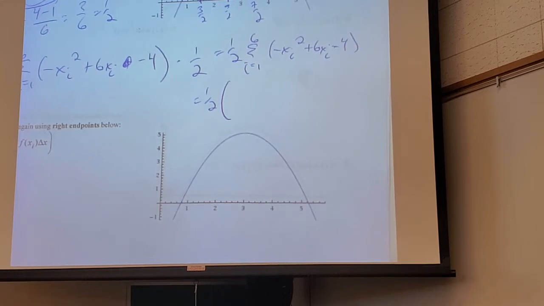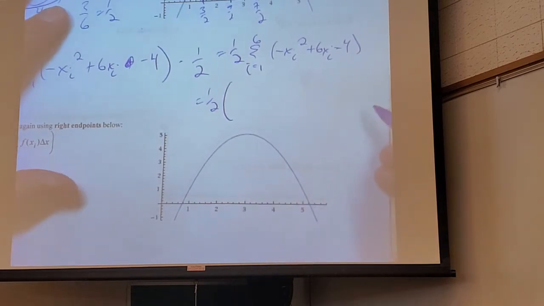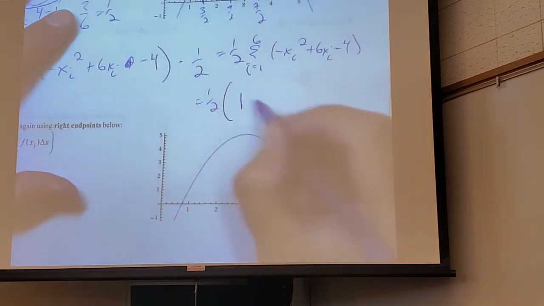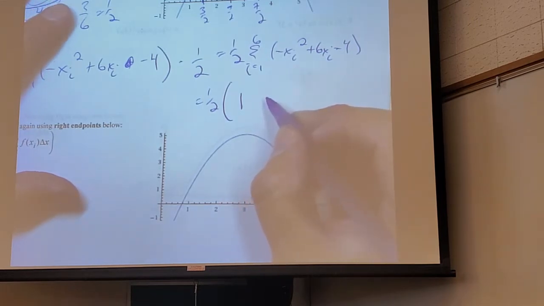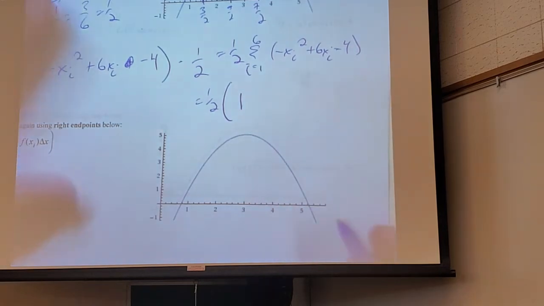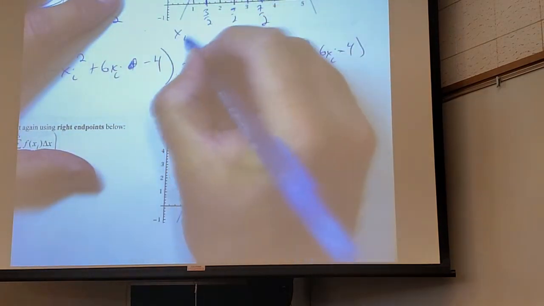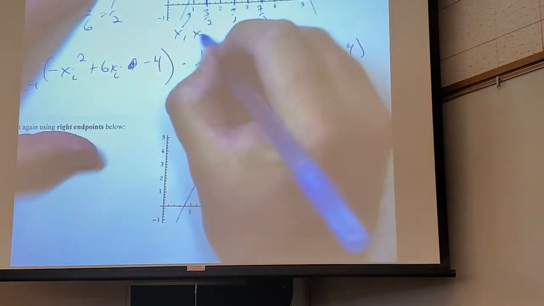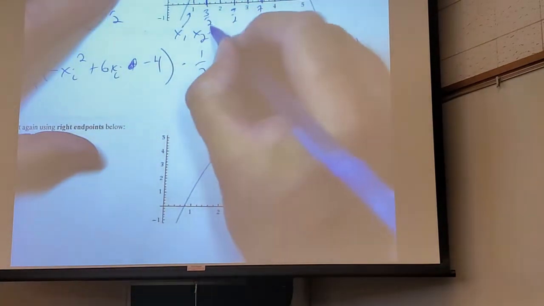So what do I get when I put a 1 in? You get 1? Negative 1 plus 6 minus 4, yes. 1. What's the next number I have to put in? Now let me be careful here. Oh good, I'm doing right endpoints. So be careful. What's x1? 1. What's x2? 3/2. I like it.